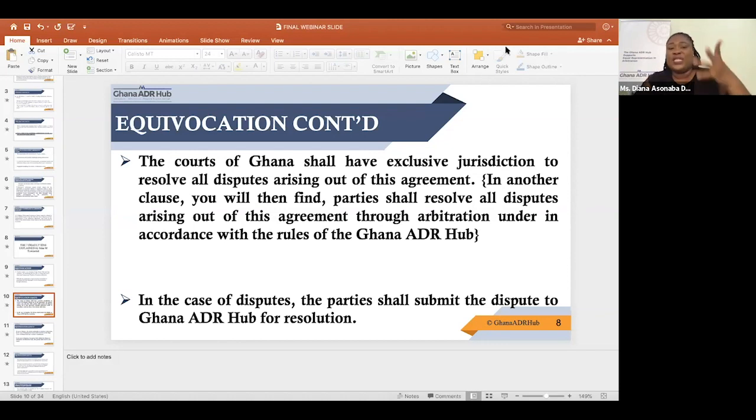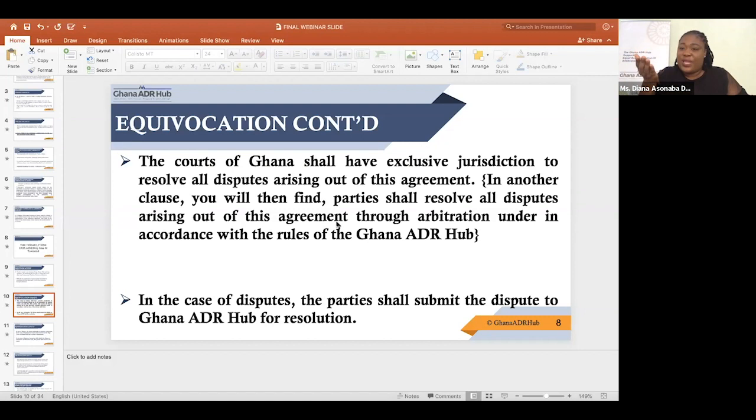And then one of the clauses, let's say clause 10, said the courts of Ghana shall have exclusive jurisdiction to resolve all disputes arising out of this agreement. Then you go further down the agreement, getting to the end of the contract, you see another clause that says, parties shall resolve all disputes arising out of this agreement through arbitration in accordance with the rules of the Ghana ADR Hub. So the question is, in one clause you are setting out that the Ghana courts will have jurisdiction to deal with the dispute. In another clause, you're saying that parties will resolve the dispute through arbitration. This is what we call equivocation or ambiguity.